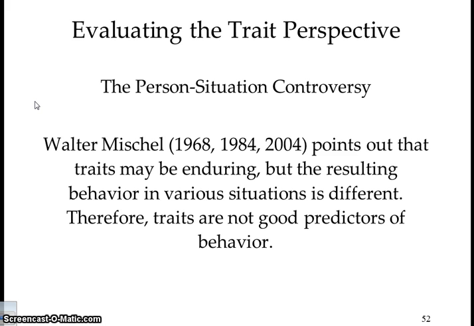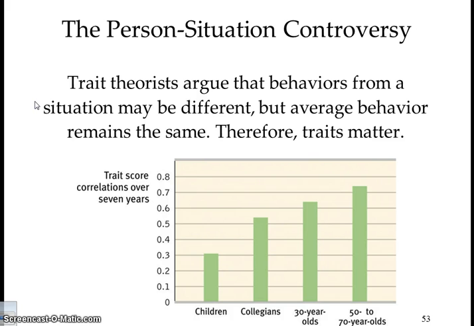So Mischel points out that traits can be enduring, but behavior can be different based on your situation. So he says traits are not a good predictor of your behavior. You might be really conscientious at school, and then your room is an absolute wreck that your parents have deemed a disaster zone. Trait theorists argue that behaviors from a situation may be different. So, like your room at home, absolute mess. You're perfect in your classroom.